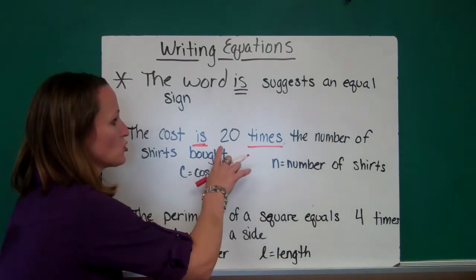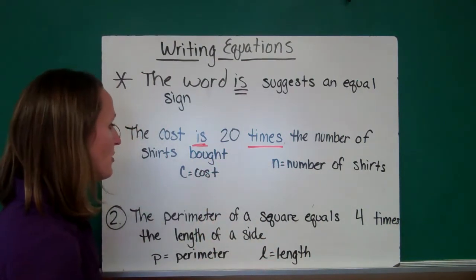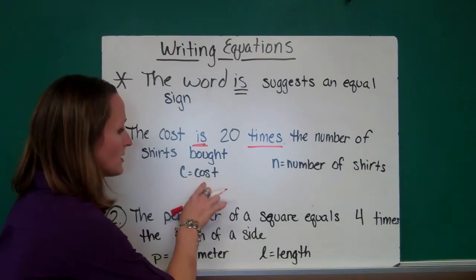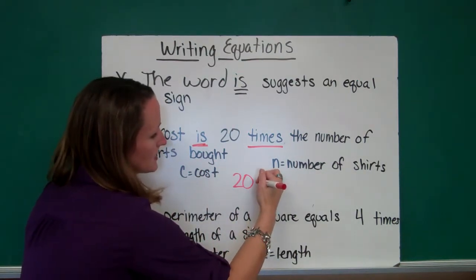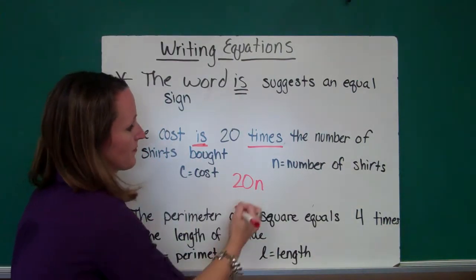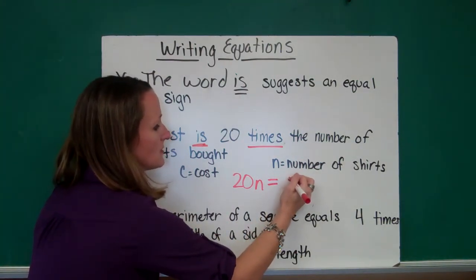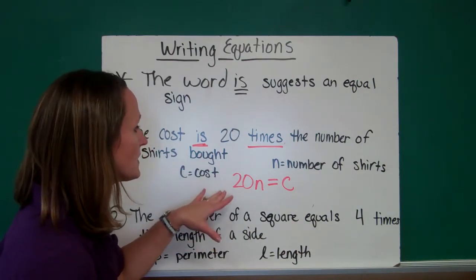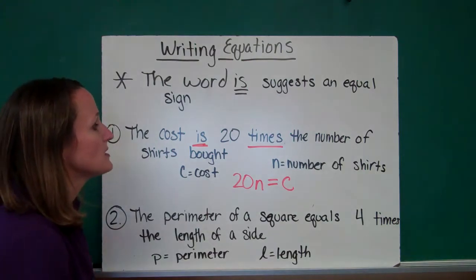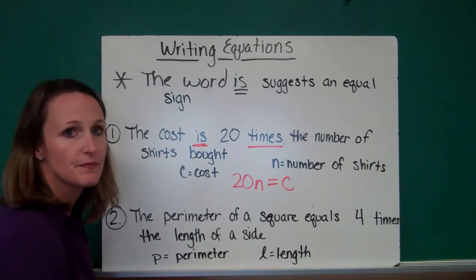So what are we doing? 20 times the number of shirts bought equals our cost. So I'm just going to say 20 times the number of shirts bought equals C, equals our cost. So this equation represents this sentence.